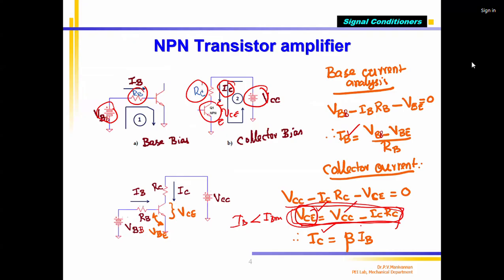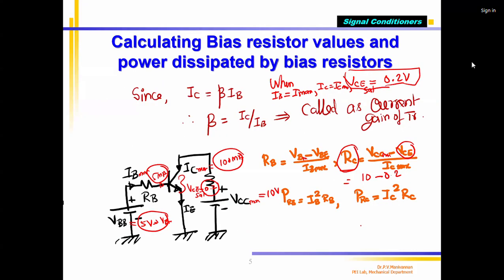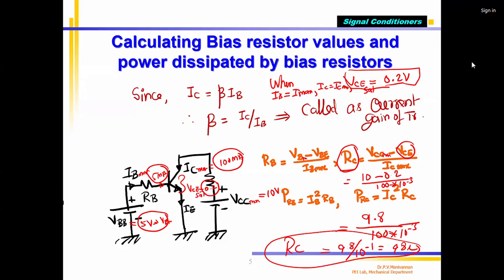This is valid at one condition alone. Only in that condition do you have to find RC. So according to this, divided by IC max, 100 into 10 to the power minus 3. 10 minus 0.2 is 9.8, divided by 100 into 10 to the power minus 3. I can say that 9.8 divided by 10 to the power minus 1 is nothing but 98. So my RC value equals 98 ohms. This is how you find it.